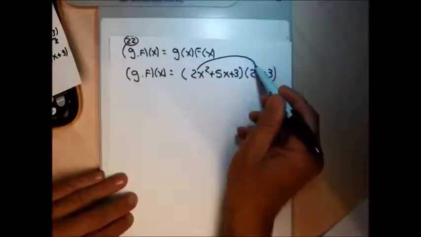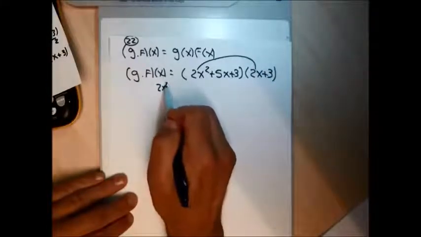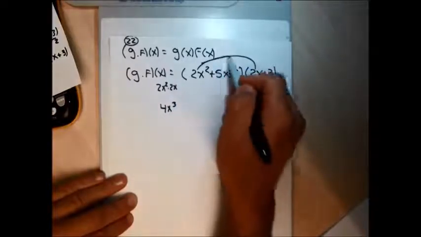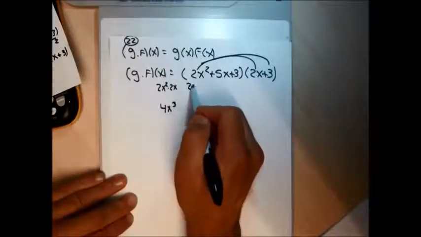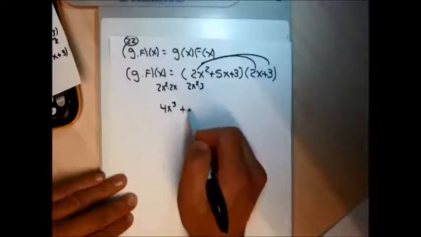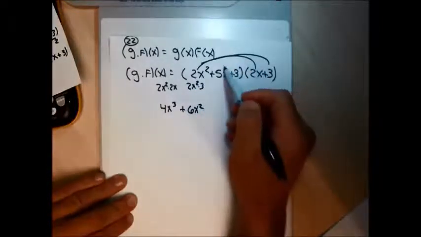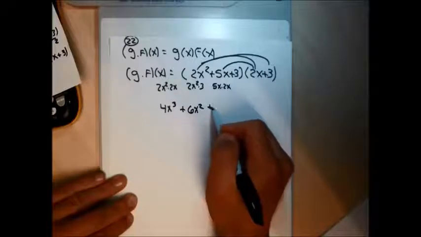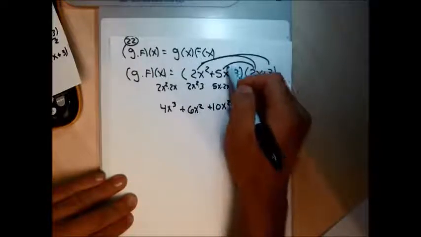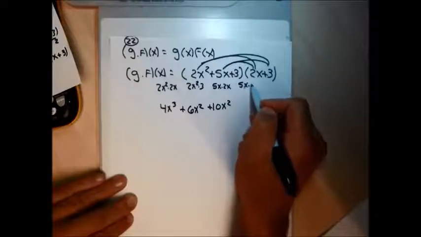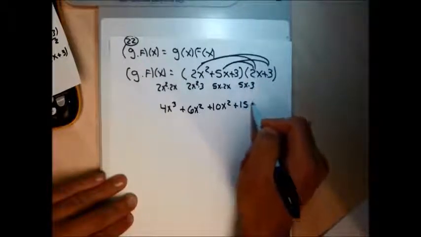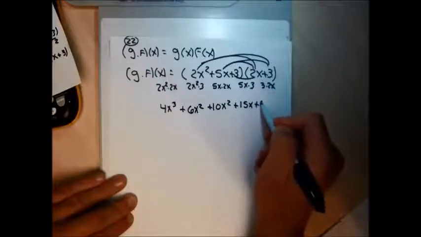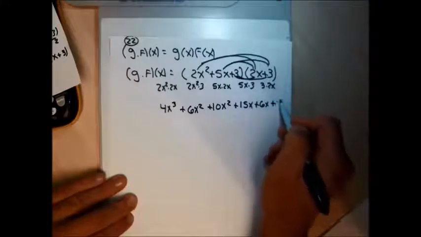I'm going to start off by going 2x squared times 2x. That's going to give me a 4x cubed. Then I'm going to do 2x squared times 3. That's going to give me a plus 6x squared. Then I'm going to do 5x times 2x. That's going to give me a plus 10x squared. Then I'm going to do 5x times 3. That's going to give me a plus 15x. Then I'll do 3 times 2x. That's going to give me a plus 6x. And then I'll do 3 times 3. That'll give me a plus 9.